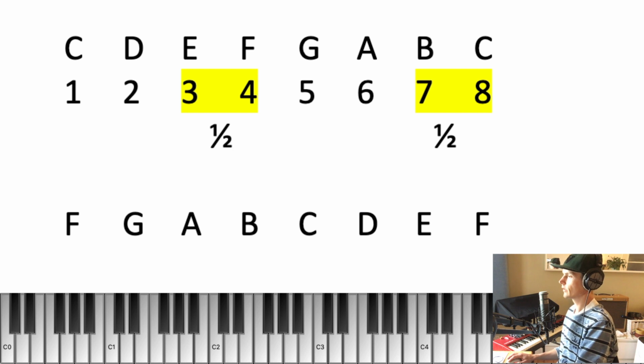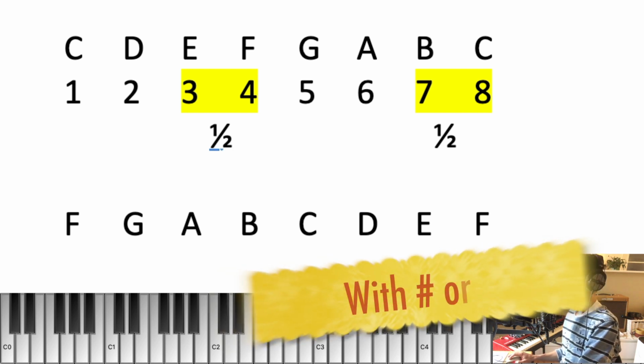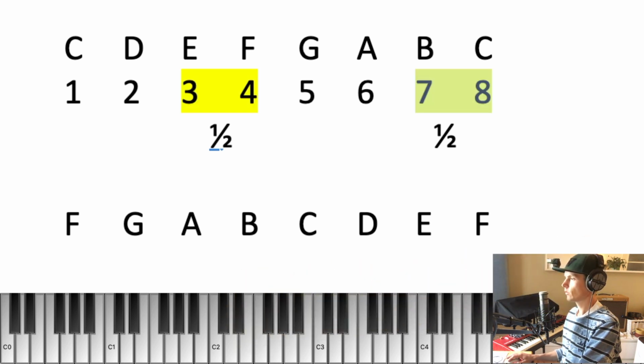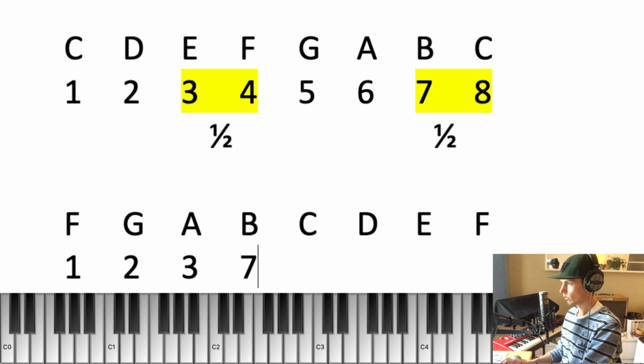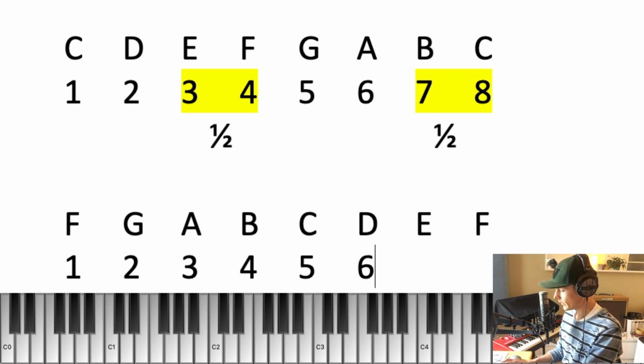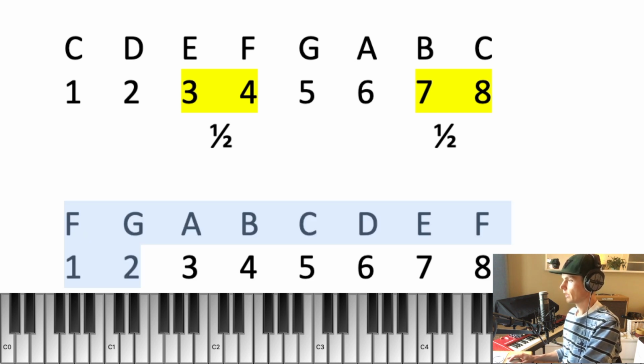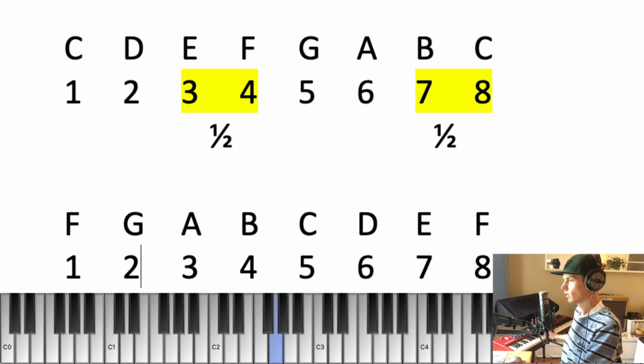So now some of those notes are going to have to change so that we can have this relationship right here. So between 3 and 4 and 7 and 8, we need the half steps. So let's write the numbers once more. So we got F is the 1, G is 2, A is 3, and so on: 4, 5, 6, 7, and 8. So between 3 and 4 and 7 and 8, we have the half steps. So since it's not a half step between 1 and 2, therefore it will be a whole step. So F-G, that's a whole step. Good. G-A, that's a whole step too.